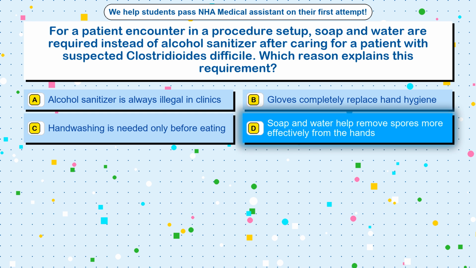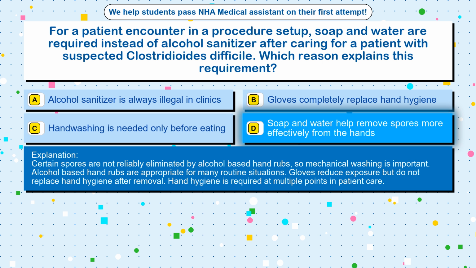Soap and water help remove spores more effectively from the hands. Certain spores are not reliably eliminated by alcohol-based hand rubs, so mechanical washing is important. Alcohol-based hand rubs are appropriate for many routine situations. Gloves reduce exposure but do not replace hand hygiene after removal. Hand hygiene is required at multiple points in patient care.